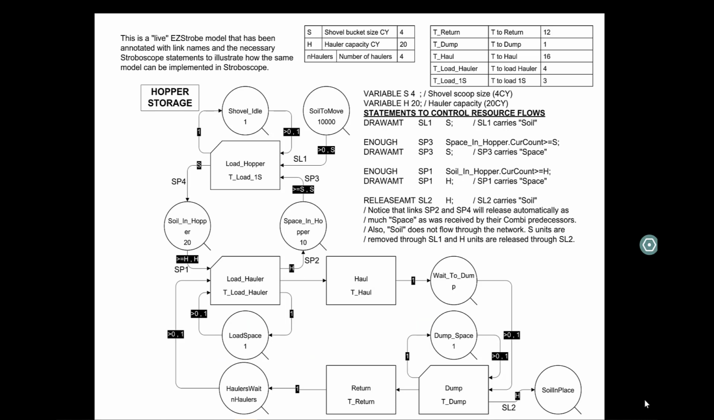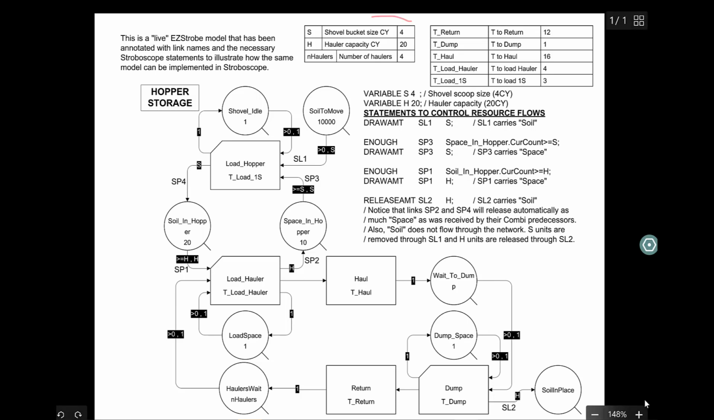This page is a printout of a Visio file that contains a live EasyStrobe model for the earth-moving operation that uses a hopper that was presented earlier. The purpose of this model is to show how an EasyStrobe model can be converted into a Stroboscope model by using the appropriate statements.